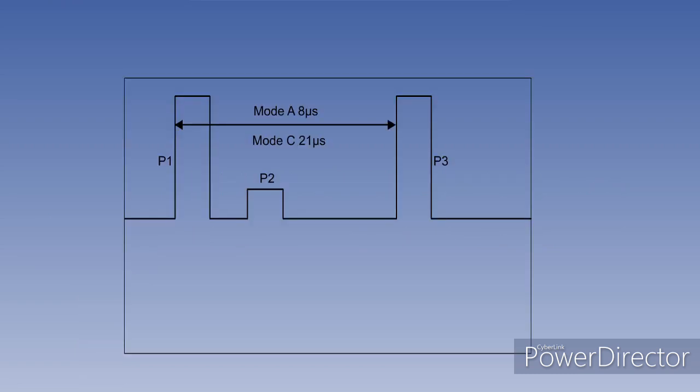The interrogation comprises a series of pulses. The mode of interrogation is dictated by the spacing between the first and third pulses, P1 and P3. For a Mode Alpha interrogation, the spacing is 8 microseconds. For Mode Charlie, the spacing is 21 microseconds. This enables the aircraft to reply with the correct information.